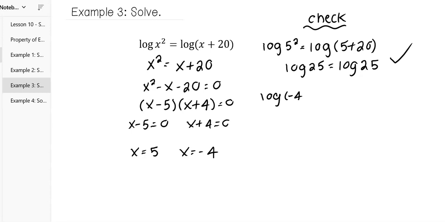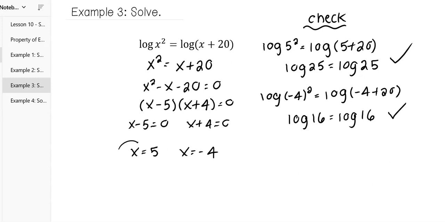Log of (-4) squared. Now it's important to put that in parentheses, right? Remember, a (-4) squared is going to get you a positive 16. Okay, negative times a negative gets you a positive. So this equals log of -4 plus 20. So this ends up getting us log of 16 equals log of 16. So these both work, which means my answers are both 5 and -4.